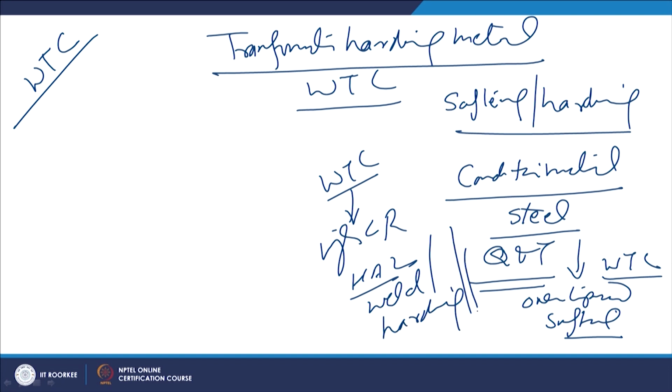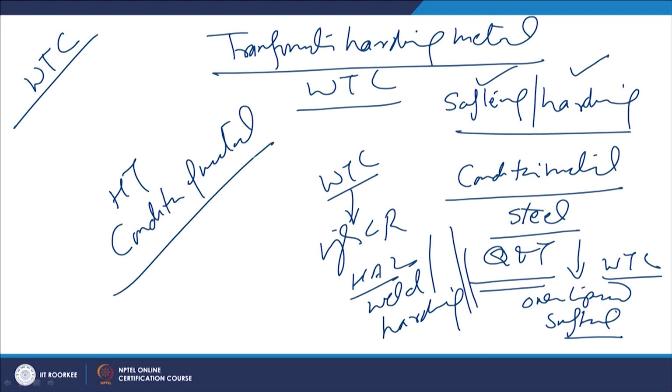So, as far as the transformation hardening metals are concerned, due to the weld thermal cycle, these can experience both hardening or softening, which will depend upon the condition, basically heat treatment condition of the metal in which the welding is being performed.